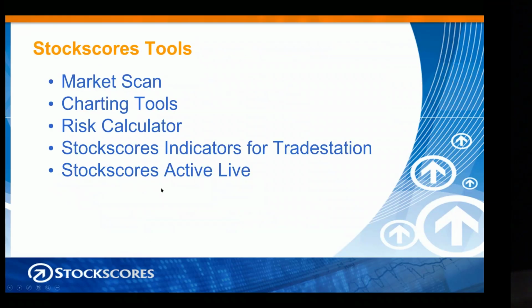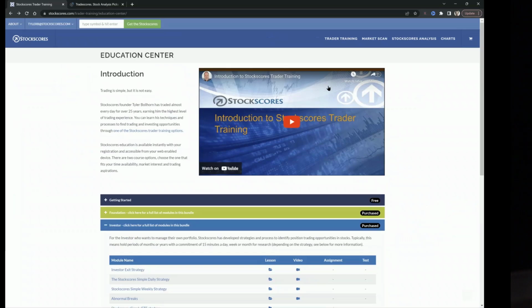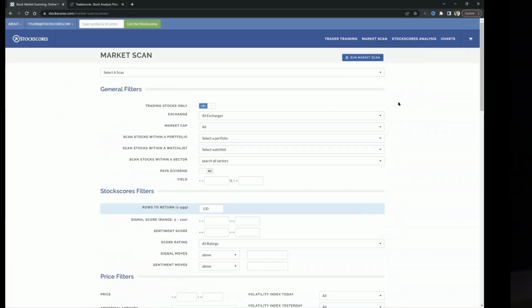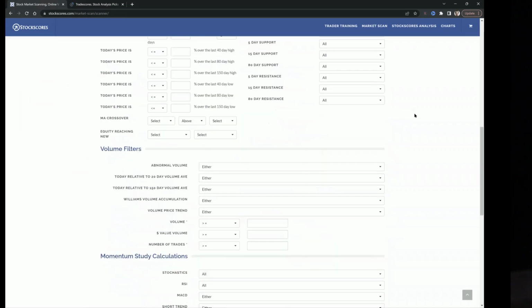Okay, now we have tools because again, I don't want to use other people's tools. I built my own so that I can have an edge. So let's talk about the market scan first because that's the most important tool. So I go back to Stockscores, go to the market scan, and you see here on the screen that I have all these filters at my disposal.